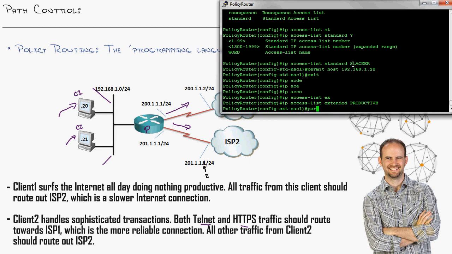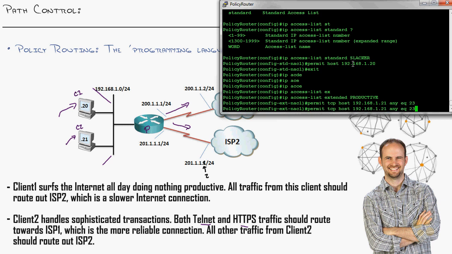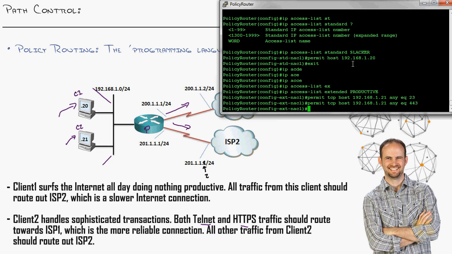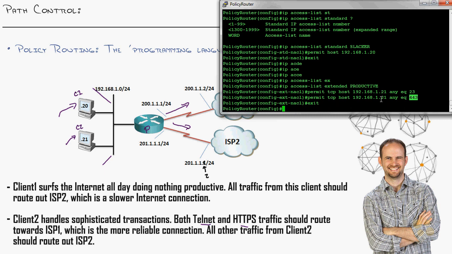Right, and I'll say permit TCP from the host 192.168.1.21 going to any destination equal to telnet, that's 23, or HTTPS 443, right? Is that right? Okay, now remember, at the bottom of every extended access list, every access list, is an implicit deny. So just by putting those two permit statements, I'm saying implicitly that everything else will be denied, right? Okay, just keep that in mind. We'll have to use that in a little bit.